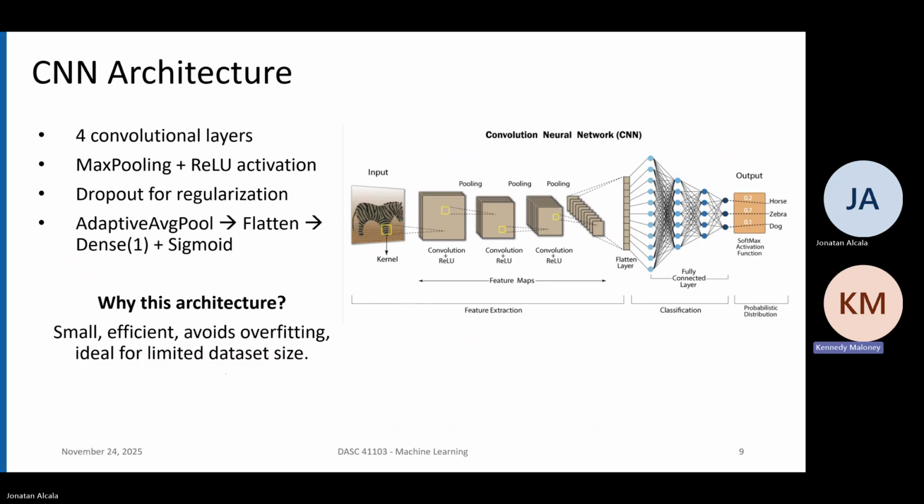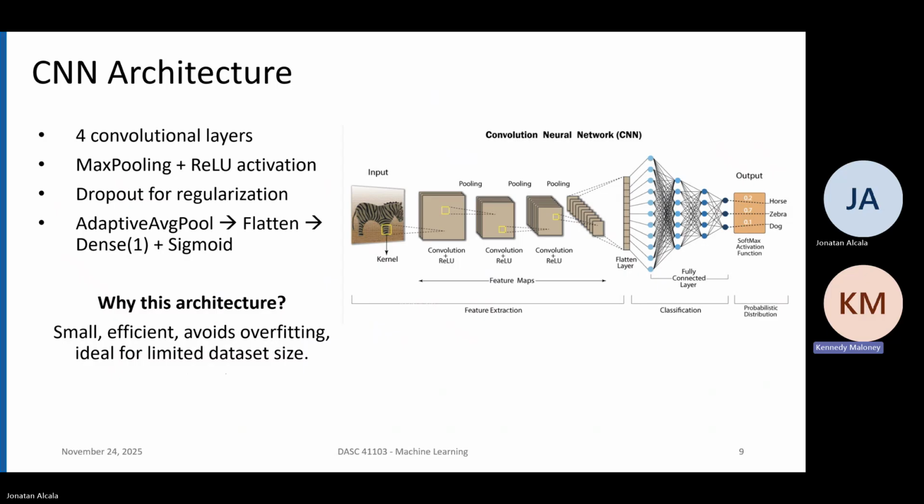So for model development, obviously we did a CNN. We ended up doing 4 convolutional layers, max pooling, and ReLU activation, dropout for regularization, and then the most important part that I think improved some of our model accuracy toward the end was the adaptive average pooling layer into the flattening, into the linear, into the sigmoid. The reason we chose this was because it is small. It's only 4 convolutional layers, and it's efficient. It didn't take too long to run.